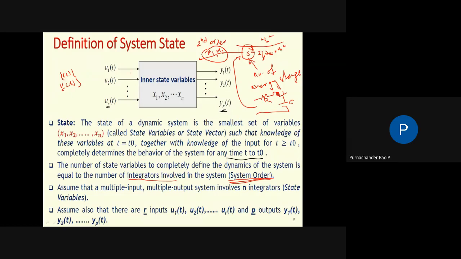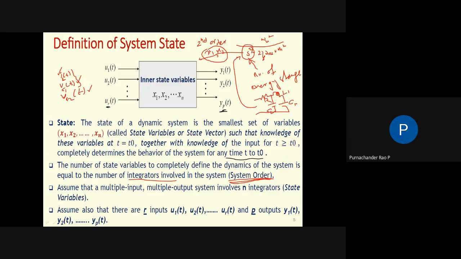If you assume that there are three energy storage elements, L1, C1 and C2, then there are three state variables: the current through the inductor, Vc1(t) and Vc2(t). Those are assumed as the current through the inductor, the voltage across capacitor 1 and the voltage across capacitor 2. Like that you have to consider the state variables for a given system.